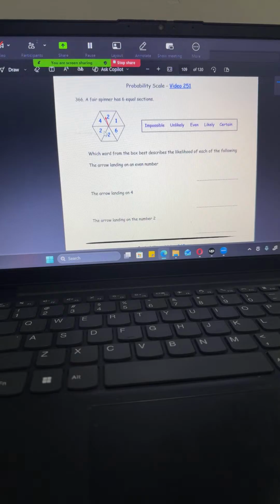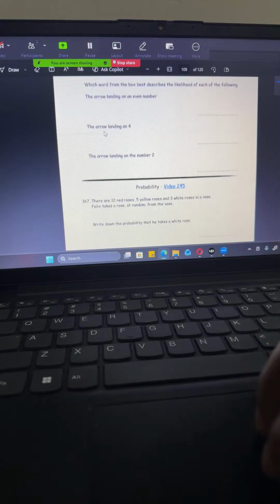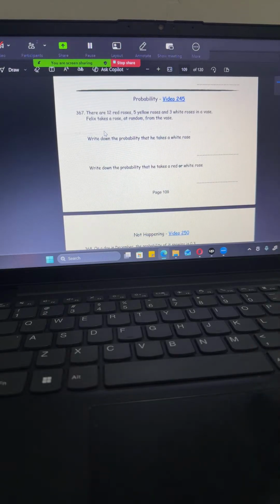The arrow landing on 4. This is unlikely, but it can happen. Yeah, right. The arrow landing on the number 2. It's even, because there are 6 outcomes in total, and we have 3 of them as 2, right? Yeah. Well done.